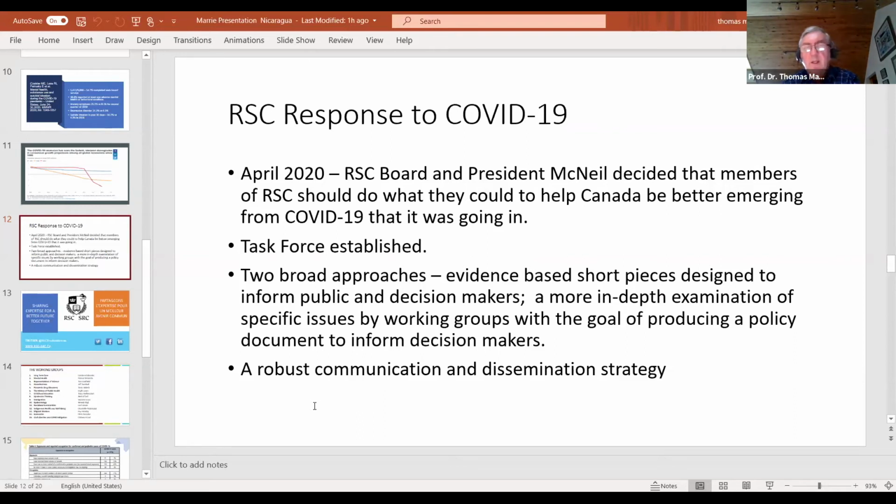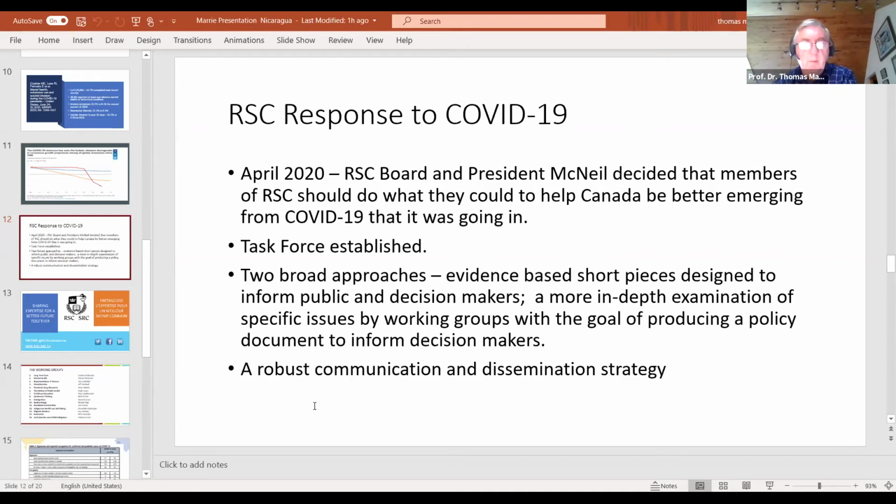To accomplish that, a task force was established, and two broad approaches were taken. The first was to have evidence-based short pieces on particularly germane topics that were to inform the public and decision makers. And with those, we have had a robust communication strategy to get them in front of members of the public by having a partnership with the major English language newspaper in Canada, the Globe and Mail, and also with 2 French newspapers in Quebec.